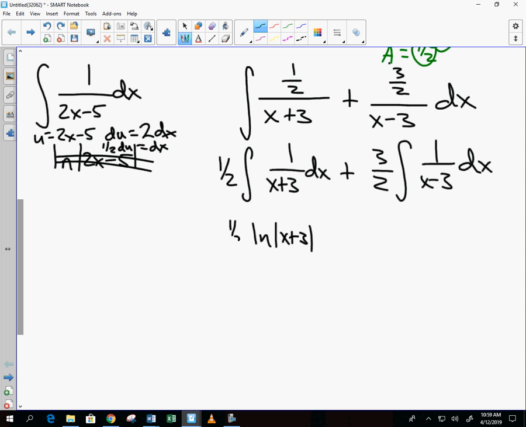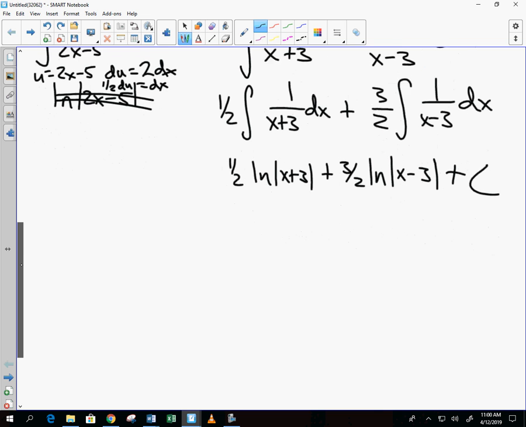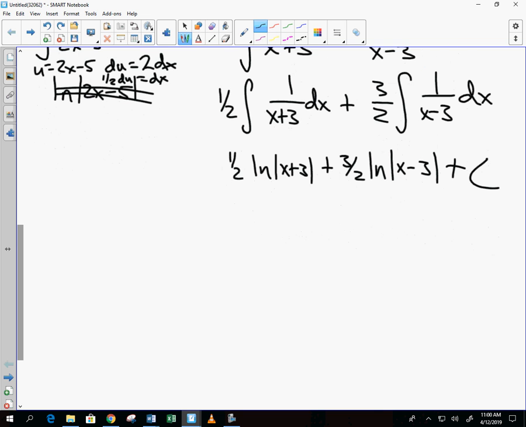So sure enough, I get 1/2 natural log of the absolute value of x plus 3 plus 3/2 natural log of the absolute value of x minus 3 plus a constant. That's it. What do you think?